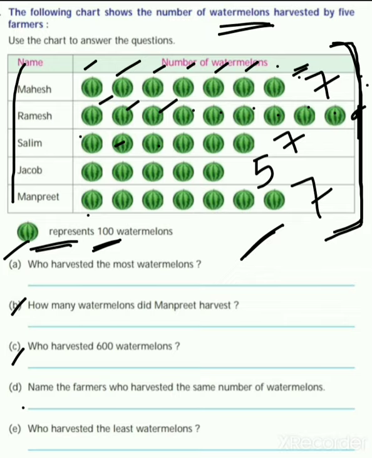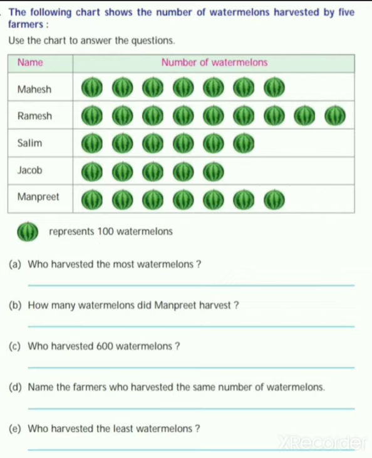Okay. First question is, who harvested the most watermelons? Most watermelons means what we have to find? We have to find the maximum number of watermelons harvested by the farmers. Now here one number was 7, means 700. Here the number was 9. Here the number was 6 and here 5 and here 7.